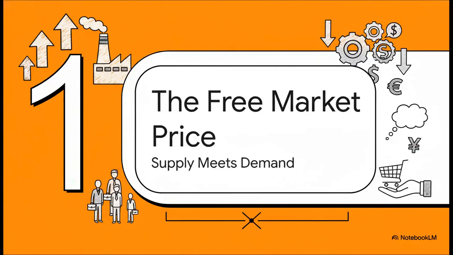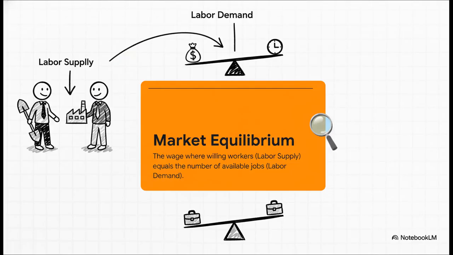All right, first things first. We have to start with the foundation, the pure theoretical free market. So imagine a world with zero government intervention. In this world, wages would be set by one thing and one thing only, the simple, elegant dance between labor supply and labor demand. And that perfect point where those two forces meet, that's what we economists call market equilibrium.